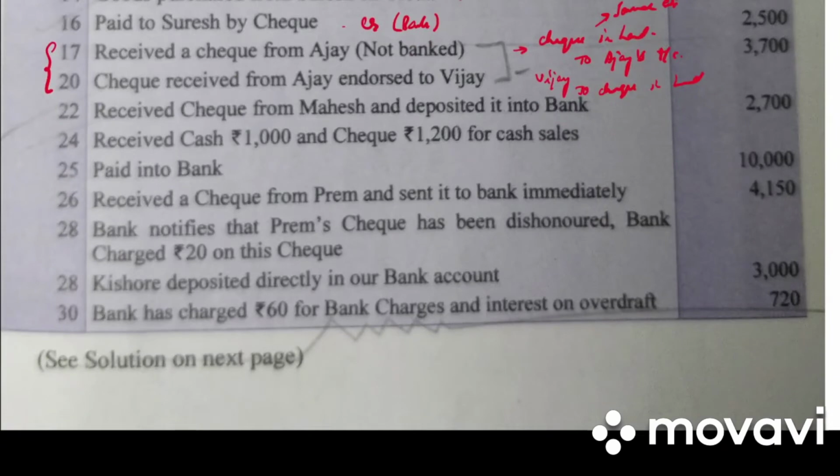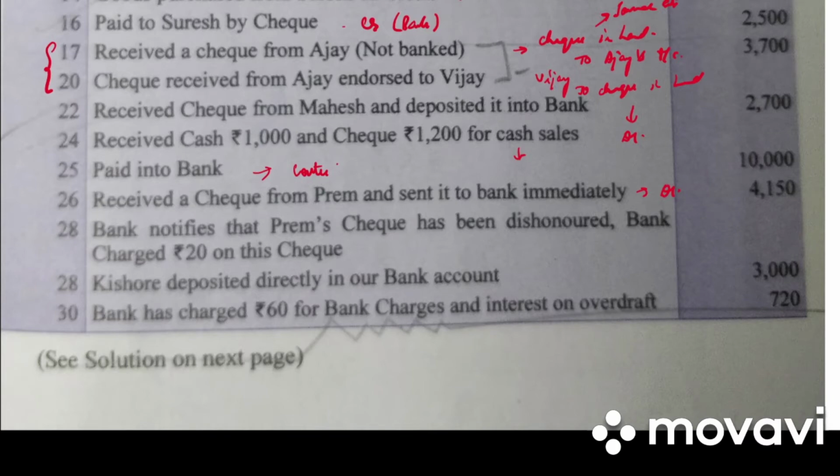Next we have received check from Mahesh and deposited into bank. So it is on the debit side, bank column. Then we have received cash and check for cash sales. So it is debit side. On 24th sales, that is 1000 rupees cash and 1200 will be bank. Then paid into bank will be a contra entry. Then on 26th we have received a check from Prem and sent to bank immediately. So it is on the debit side, to Prem in bank column.